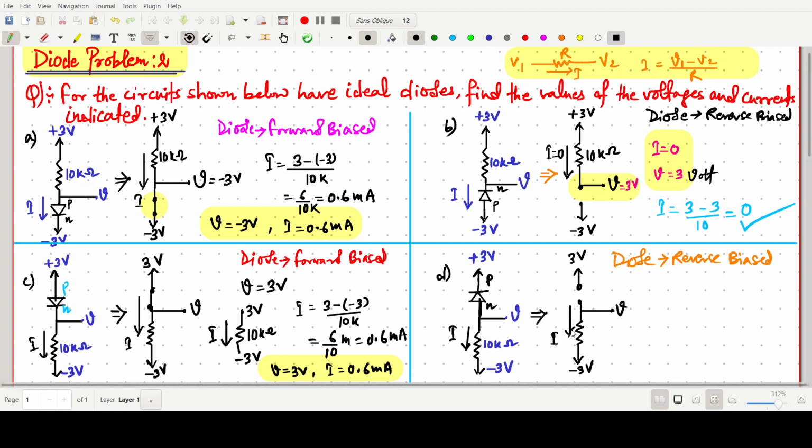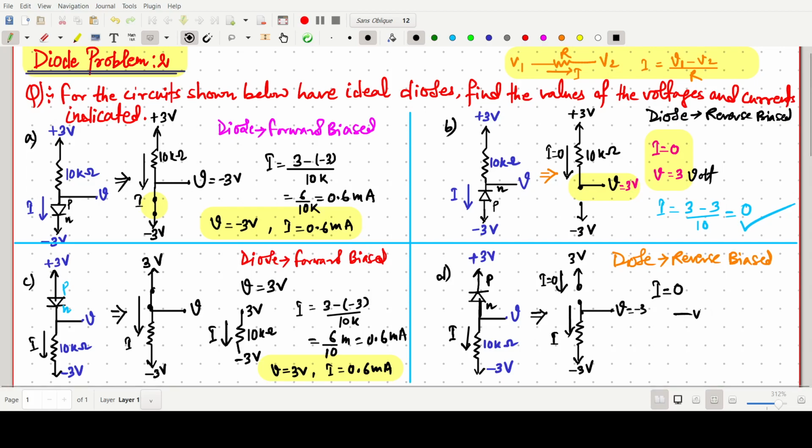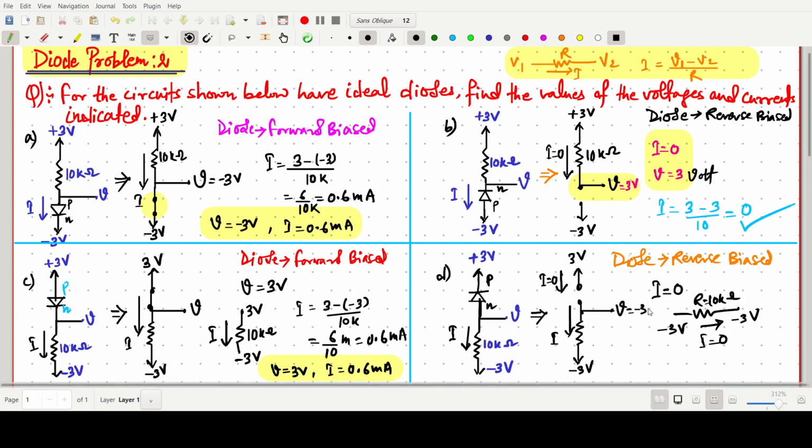Now this one is open, so there will be no current in the circuit. So simply we can write the I current will be 0. Now this one is 0, so this V will be having the same potential, that is -3. It means if this terminal is -3 volt, this terminal also has -3 volt. Even though this R is 10 kilo ohm, the current will be 0. So this V will be -3 volt.